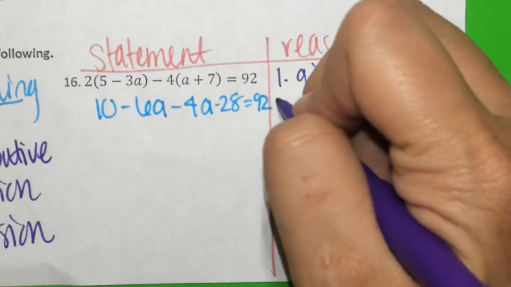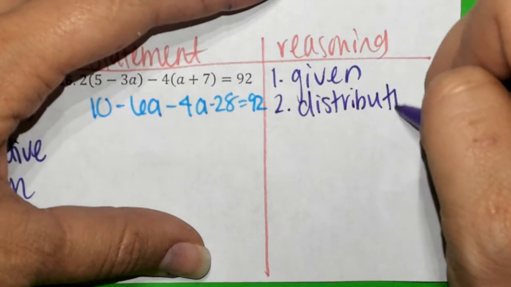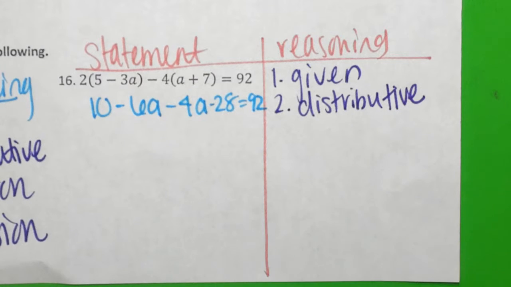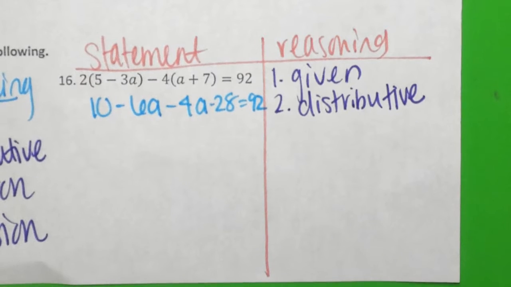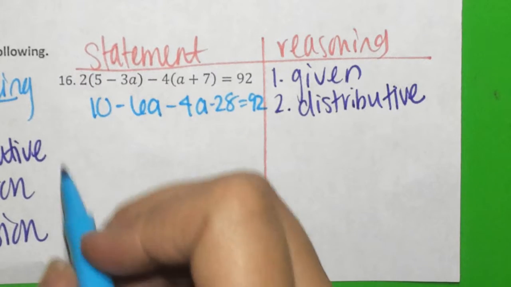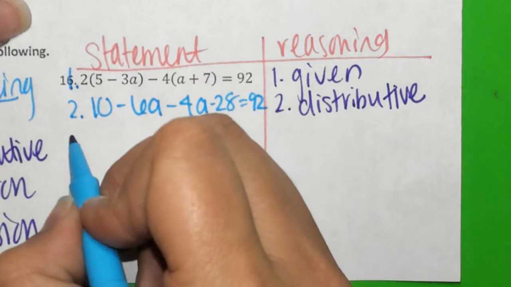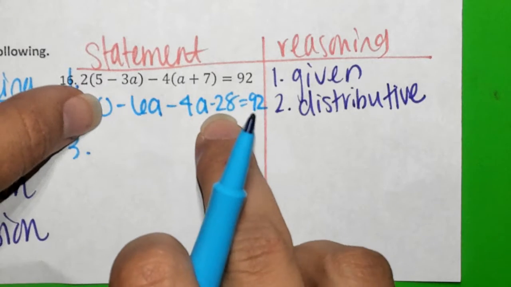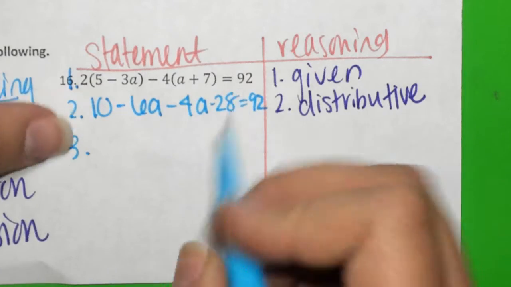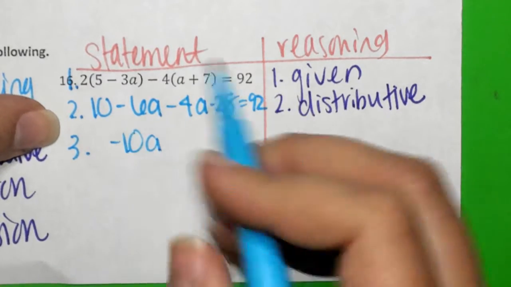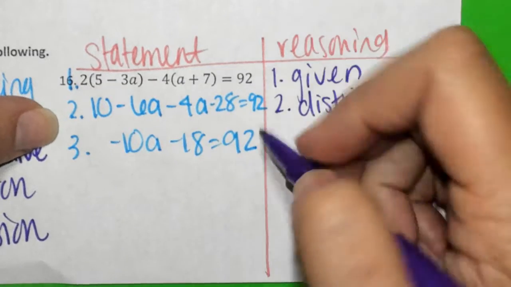And we distributed. Alright, now we need to combine like terms. So what would we do with 10 and the negative 28? We'd subtract them because they're on the same side. And then you subtract these two. So negative 6a minus 4a gives us negative 10a. 10 minus 28 gives us negative 18. And that equals 92. So we subtract it there.